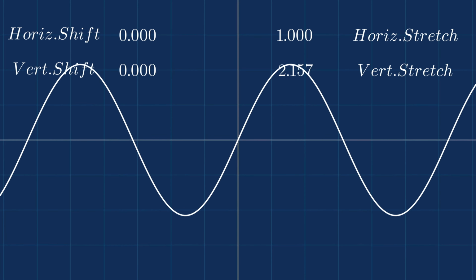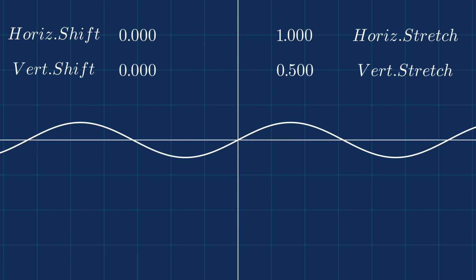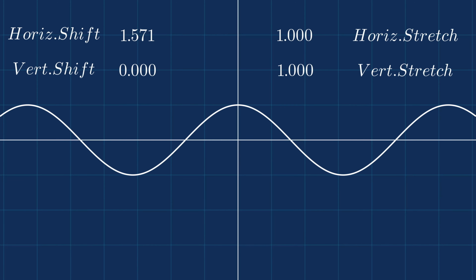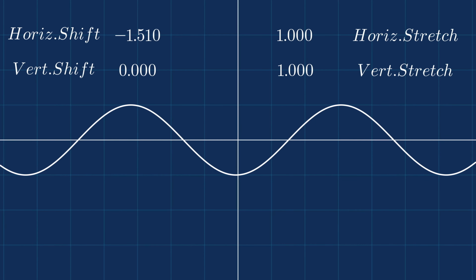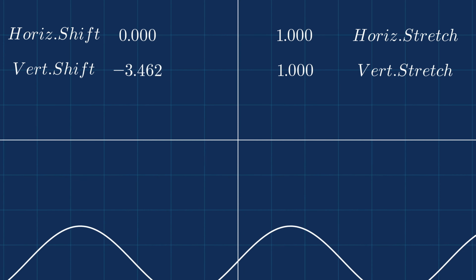Secondly, vertical dilations change our amplitude, or distance from the crests, which are these top points, or the bottom troughs, which are our bottom points, to the midline. Thirdly, our horizontal shifts move our curve to the left or the right. And fourthly, our vertical shifts move it up and down.